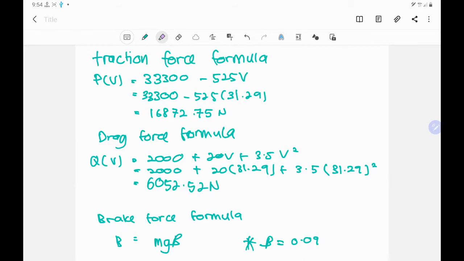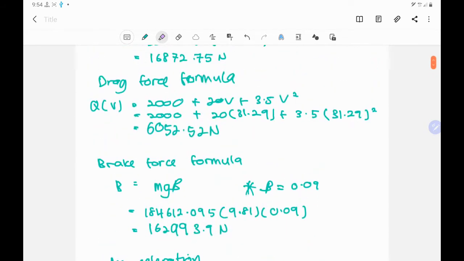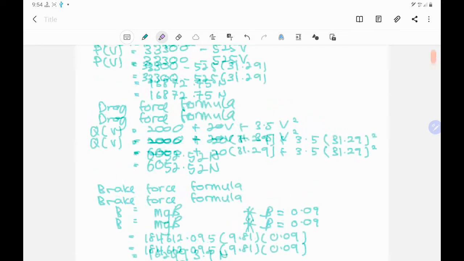Okay, hi. This is our calculation for the braking system. We use the dynamic braking system. Okay, this is the scenario, which is we have 184,612, the weight of the train.